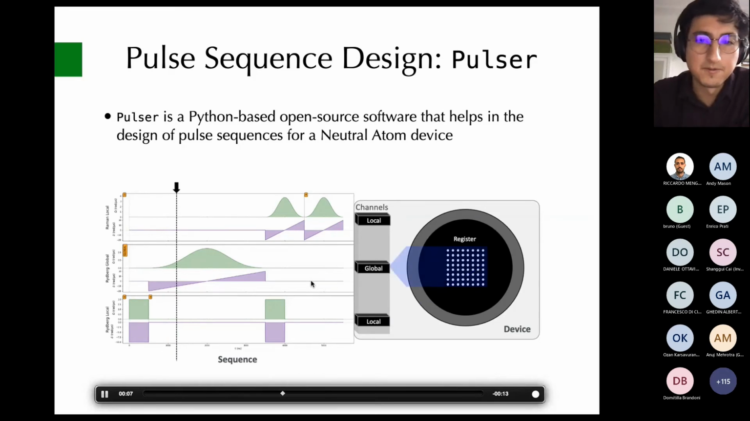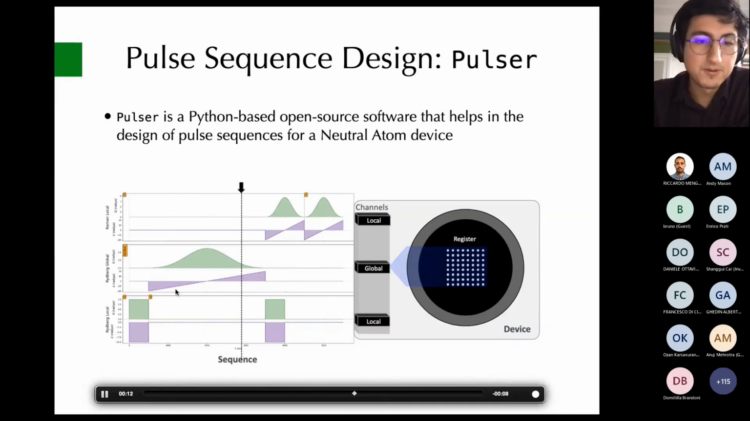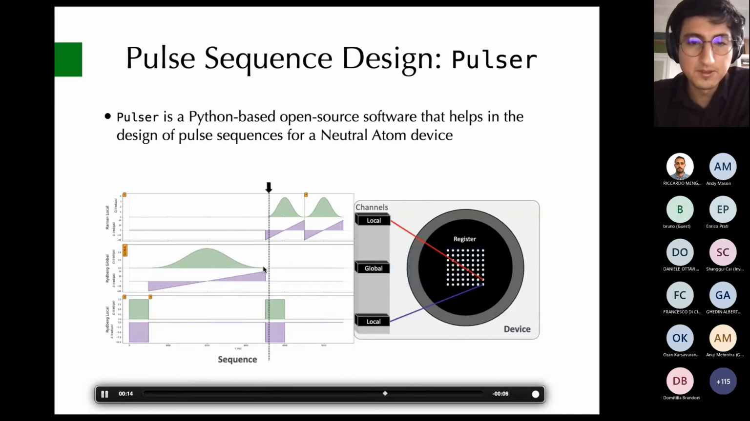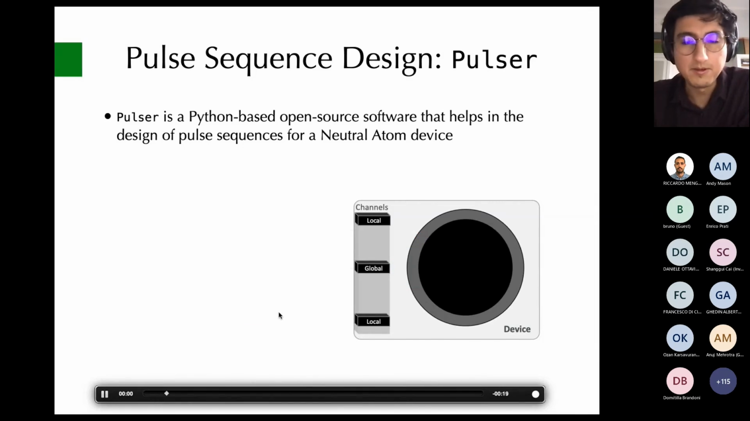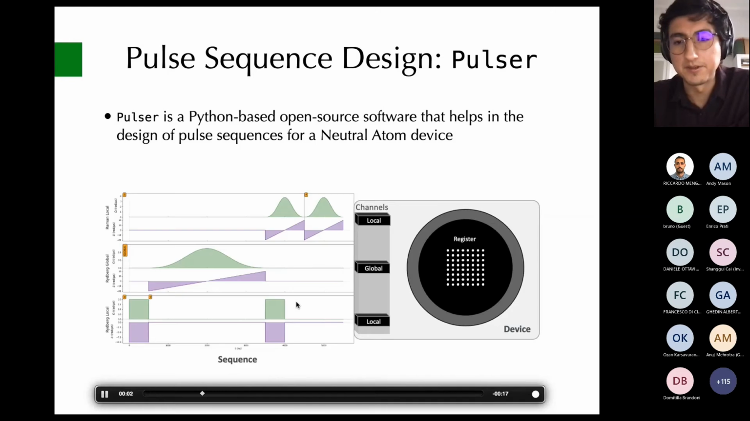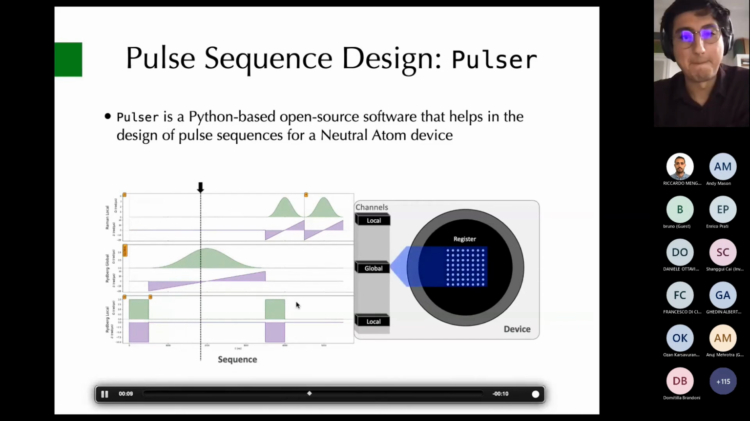You can basically design all of the channels that act on your register. Imagine here are your atoms, and then you include the instructions for each of the channels. Some of these channels are local. They act on specific atoms. Some of them will be global, so they act on the entire register. This is going to be the first version out. We are now developing the graphical user interface so that it becomes easier for pedagogical purposes.